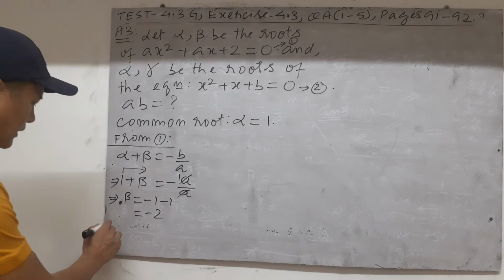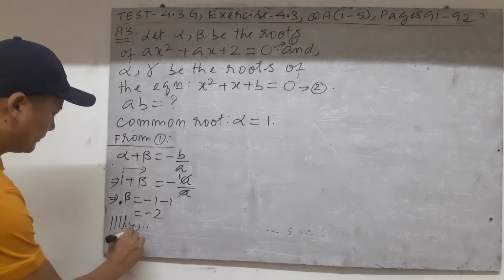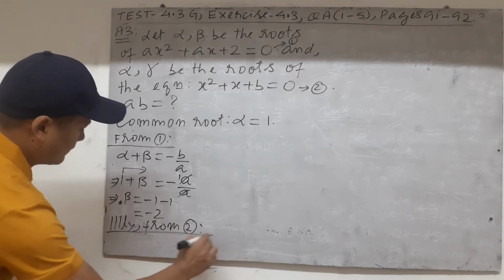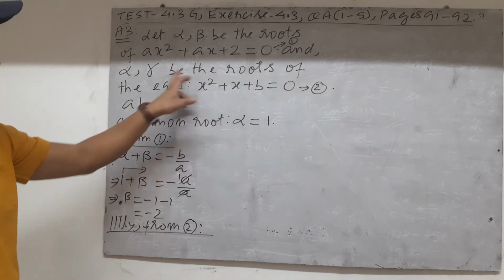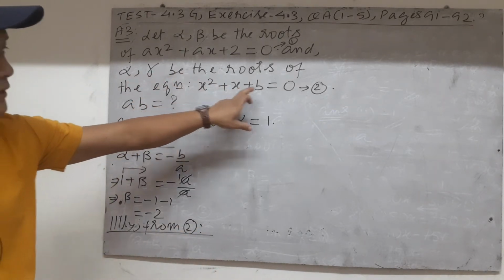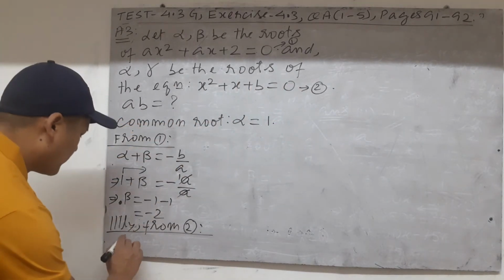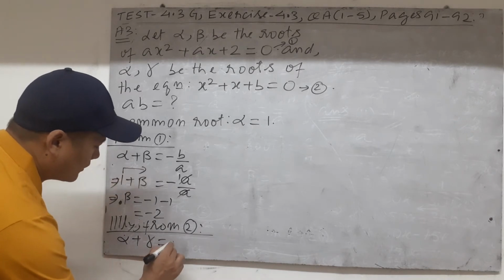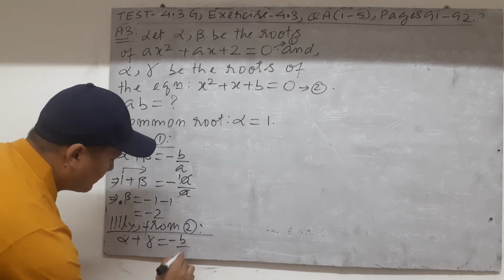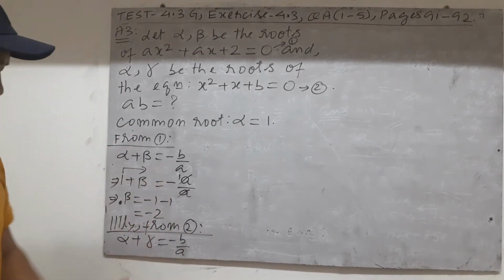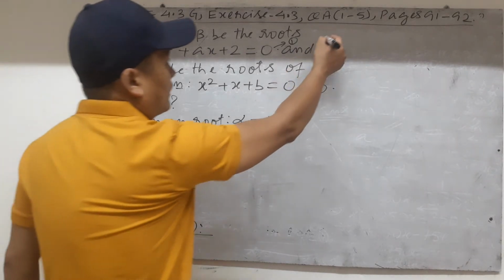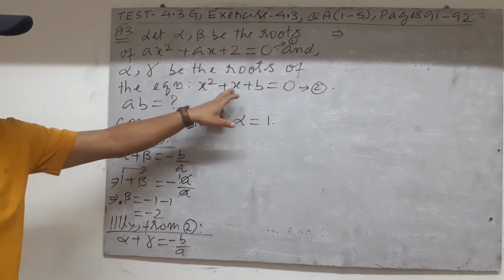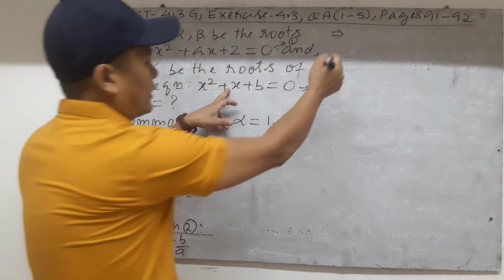Then similarly, from equation number 2, do the same thing. Alpha and gamma are the roots of the second equation, so the sum of roots alpha plus gamma is equal to, same formula, minus b by a, because the sum of roots is always minus b by a. But one thing we need to note is that in equation 2, b is the coefficient of x, which is no number, means plus 1.